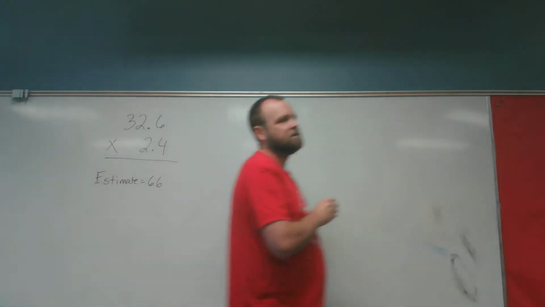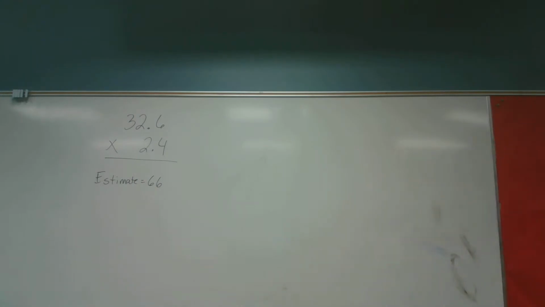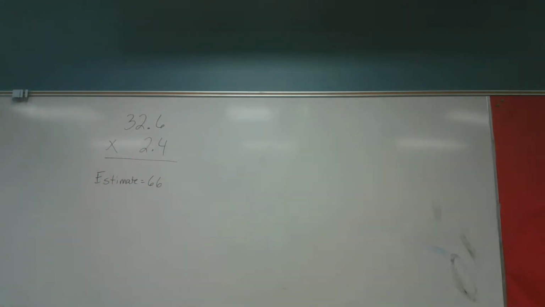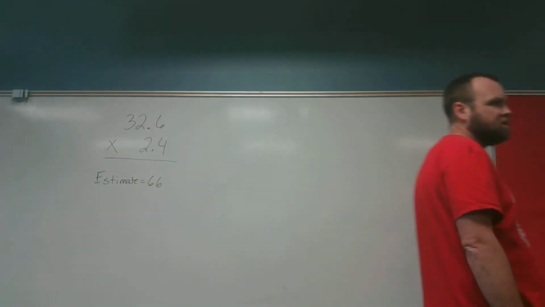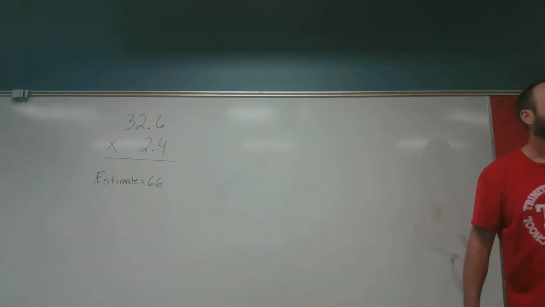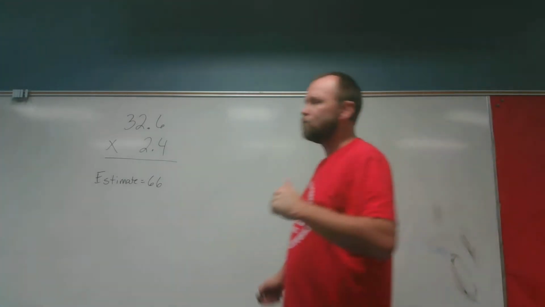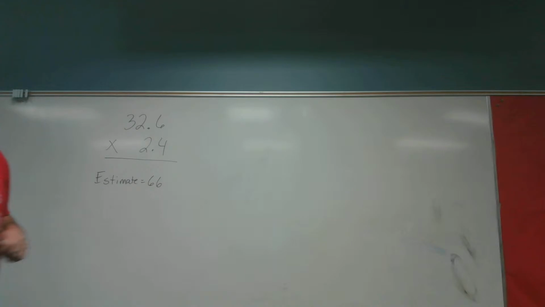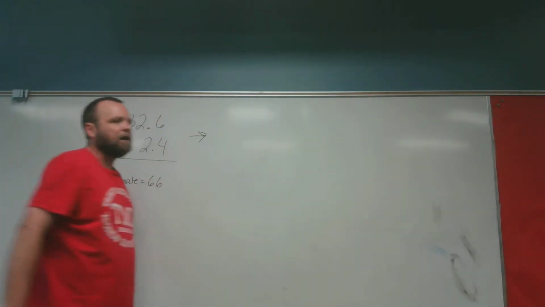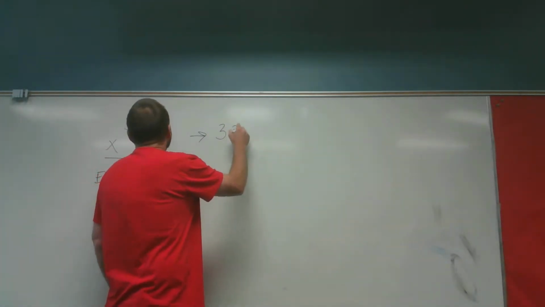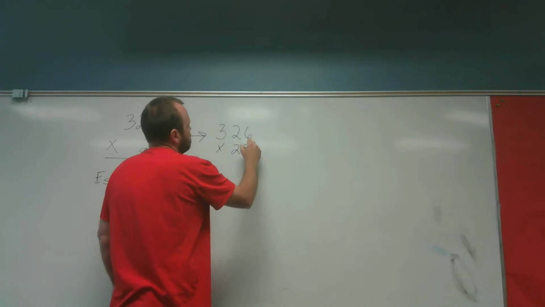Our estimate equals 66. So if you did that problem, you should have gotten an answer around 66. Our first step, when we're multiplying with decimals, is we're going to rewrite the problem ignoring the decimal points. So this is 326 times 24.